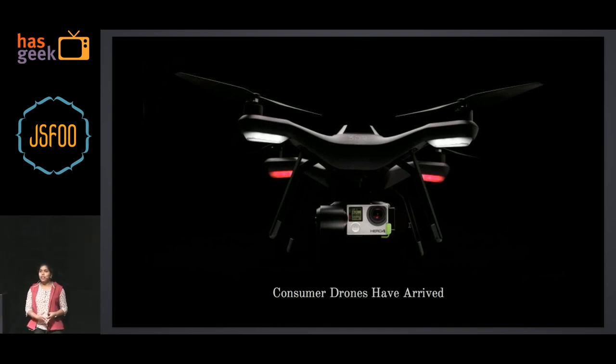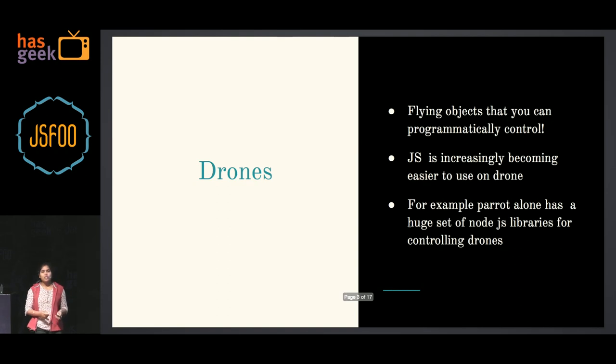Consumer drones have arrived. They are really starting to make a huge impact in the market. So, what are these drones? Drones are flying objects that you can programmatically control. For that, JavaScript is increasingly becoming easier to use on a drone, and there are lots of libraries coming up. Those libraries not only let you do the basic flying, they let you build on top of it and make some cool stuff.